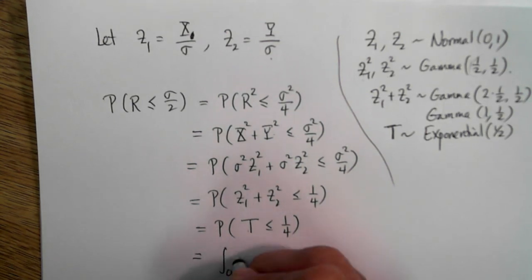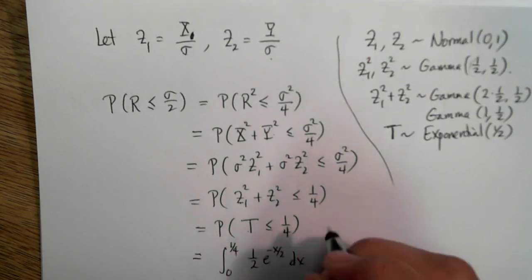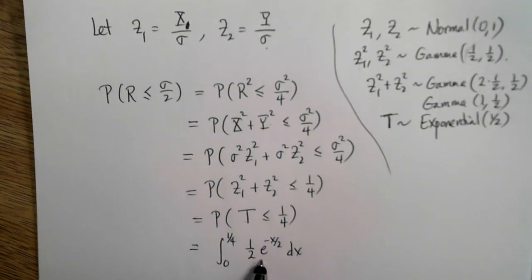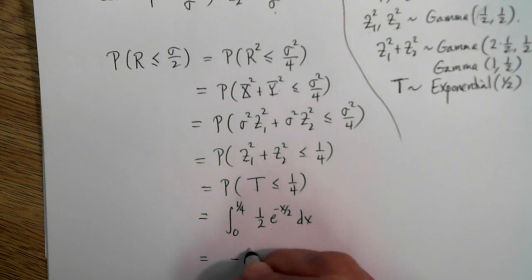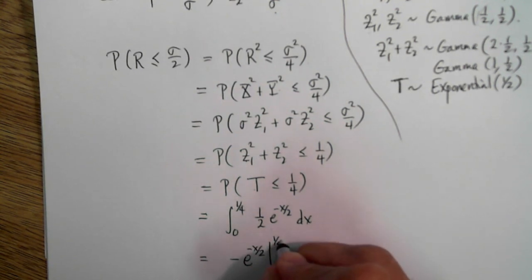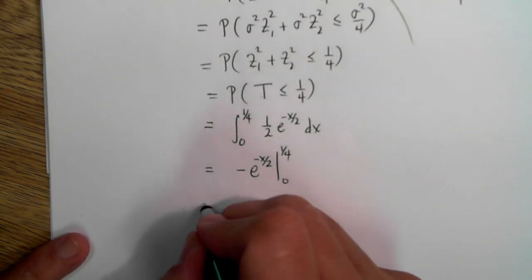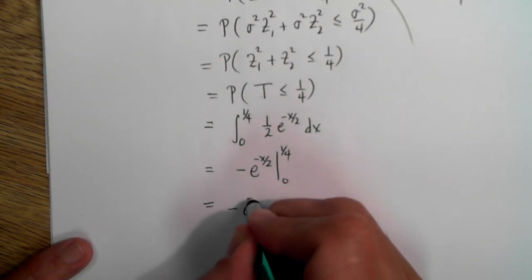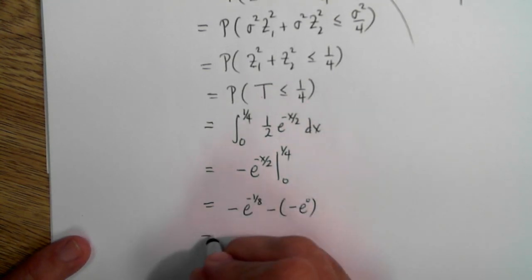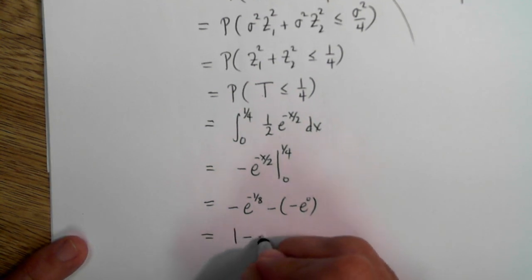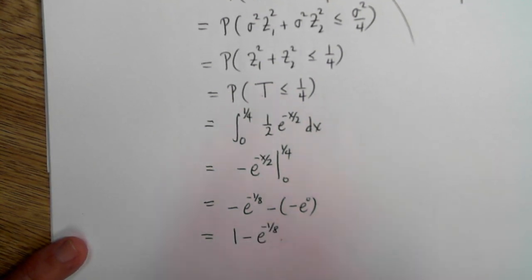So this is equal to the integral from 0 to 1/4 of 1/2 times e to the minus x over 2 dx. That is the PDF for an exponential distribution with parameter 1/2. And I want the probability that t is between 0 and 1/4. So doing the integral, we get negative e to the minus x over 2, evaluated from 1/4 to 0. And plugging in, we get negative e to the negative 1/8 minus negative e to the 0. So the practical effect is this is 1 minus e to the negative 1/8 power. And that's the probability that the shot is within sigma over 2 of the target.